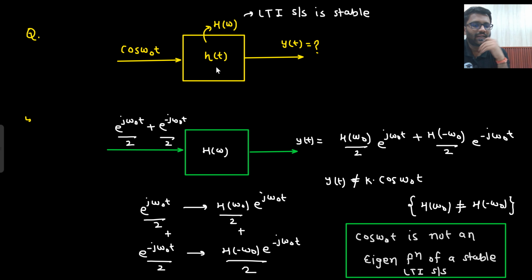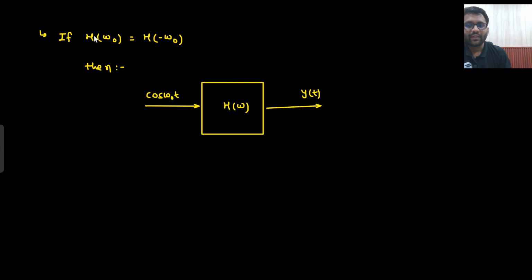So will cos omega naught t be an eigen function of the LTI system? You will say no. Cos omega naught t is not an eigen function of an LTI system. So when can it be an eigen function? When H of omega naught is equal to H of minus omega naught. So if H of omega naught is equal to H of minus omega naught, I am calling it H of omega naught only.